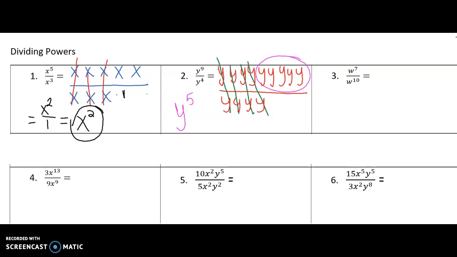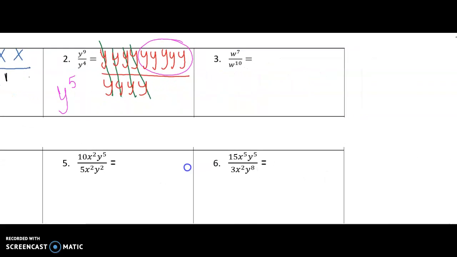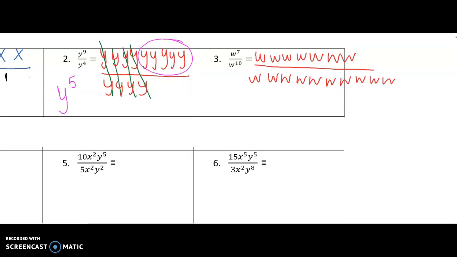Okay. Now, I'm going to let you go ahead and try number 3. So try number 3 real quick. Maybe pause the video. So let's go ahead and do it together. I went ahead and wrote out w to the 7th, so I wrote w 7 times, and then w to the 10th. And here, I think some of us are starting to see the pattern of what marks out. As you can see, we have w to the 3rd left.